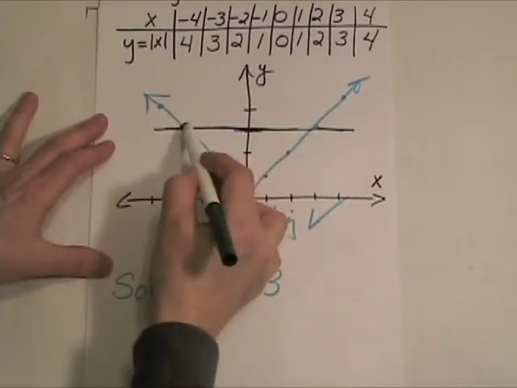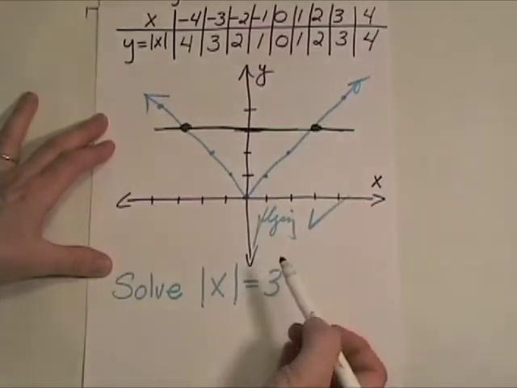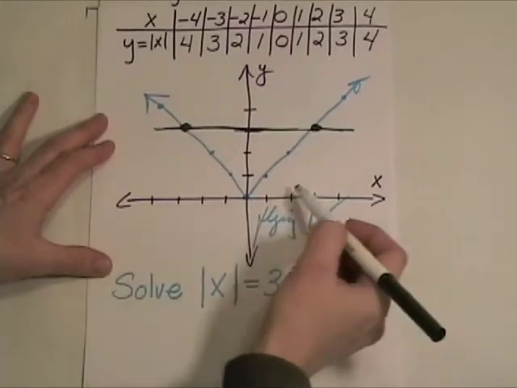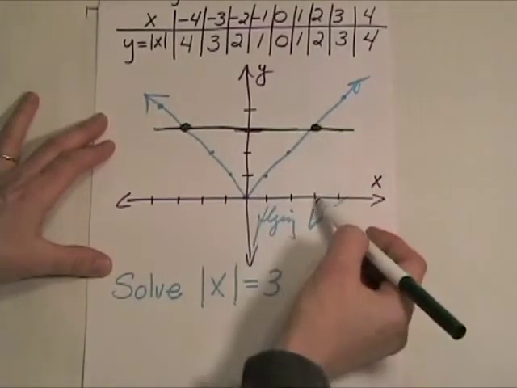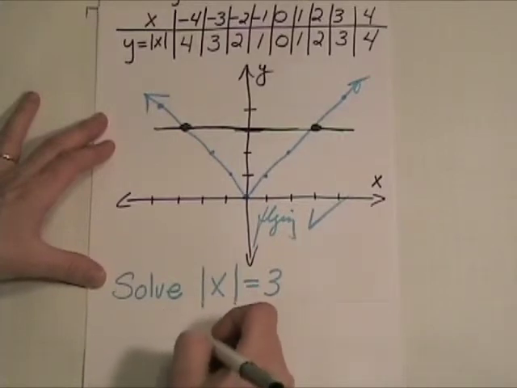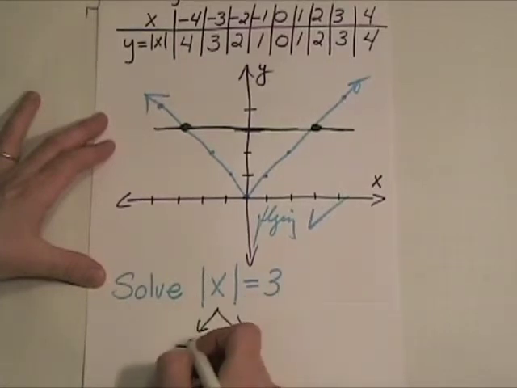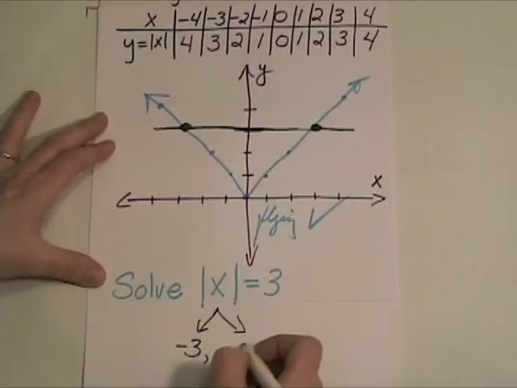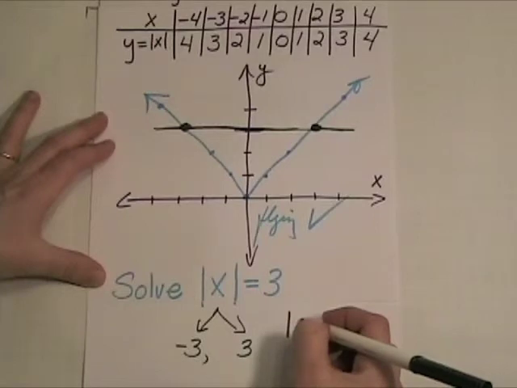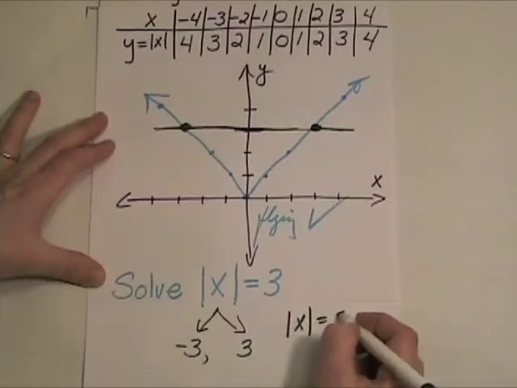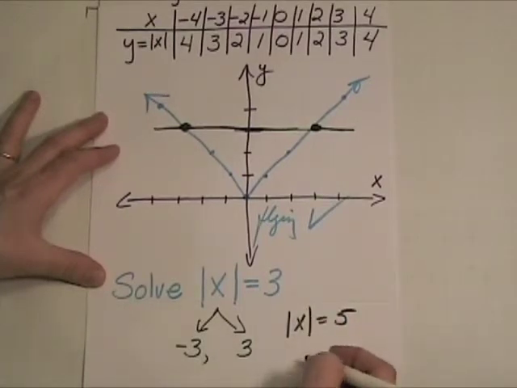Okay, so that is intersecting the graph in two different spots, at x equals negative 3 and x equals positive 3. So it turns out that indeed there are two values that would generate an absolute value of positive 3, and they are negative 3 or positive 3. Okay, so the absolute value of x equals 5. What two values would generate that? Negative 5 and positive 5.